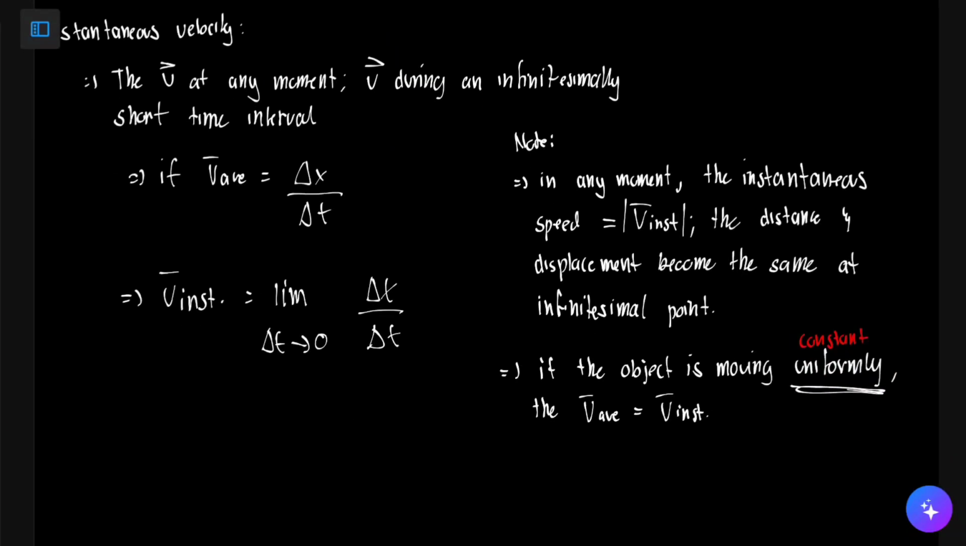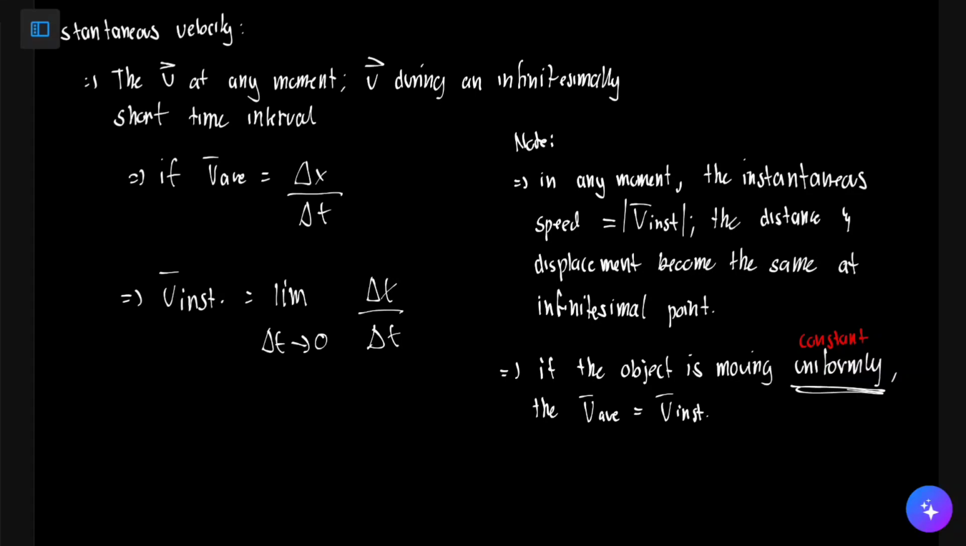I want you to take note of this: in any moment, the instantaneous speed is equal to the magnitude of your instantaneous velocity, because the distance and displacement become the same at an infinitesimally small point. This is saying that as you approach zero with time, your distance and displacement will be equal. Another is that if your object is moving constantly or uniformly, then the average velocity is equal to instantaneous velocity.